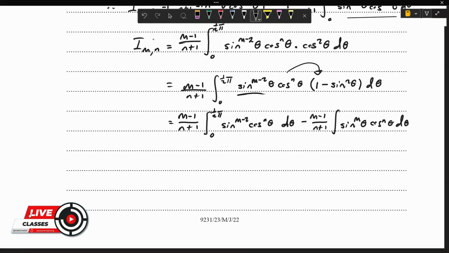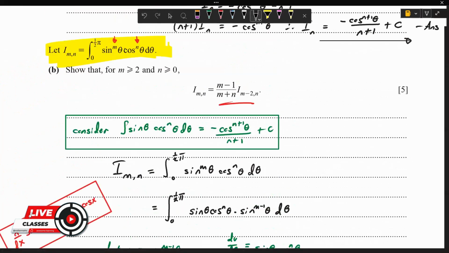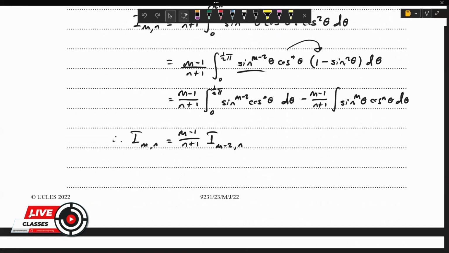All right. So therefore, I sub m and n should be equal to this thing here. Okay, actually, let me put m minus 1 over n plus 1, and that's of this thing, which can be written as I sub m minus 2 and n. All right. If you really carefully look at the I sub formula here, that's how we can put it. And that's minus m minus 1 over n plus 1. This is just our I sub m n. All right. So that's what we got right here.